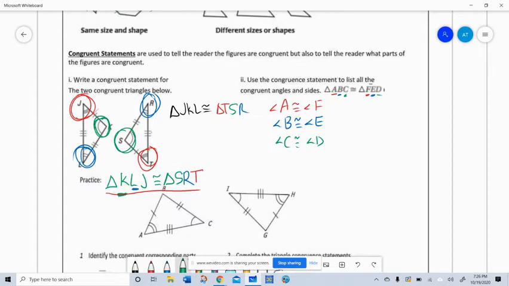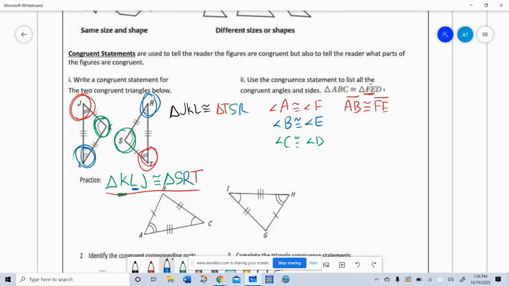Let's do the same thing with the sides. So let's see, we've got three different sides, AB, BC, and AC. So if we wanted to know which one AB was congruent to, if A and B are the first two letters, then it'd have to be congruent to the first two letters over here, F and E. AB is congruent to FE.